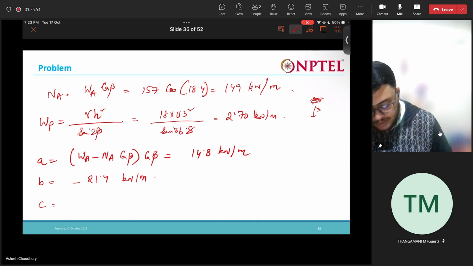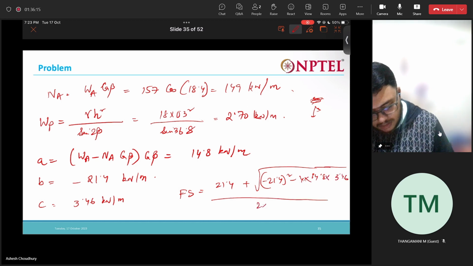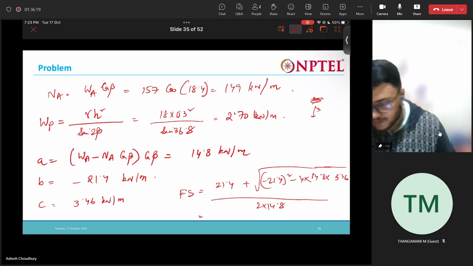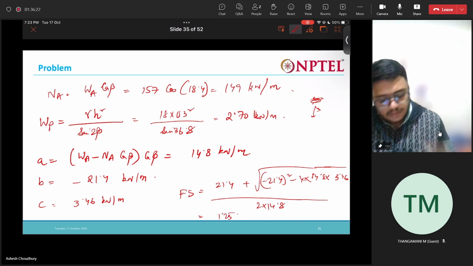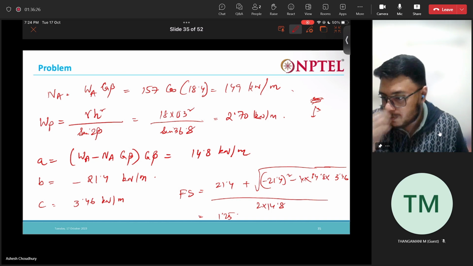C again, if you do, factor of safety equal to 21.4 minus B, right? Minus B plus minus 21.4, B square minus 4 into 14.8 into 3.46, over 2 into 14.8. Yes, 1.25. Okay, we have here 1.25.